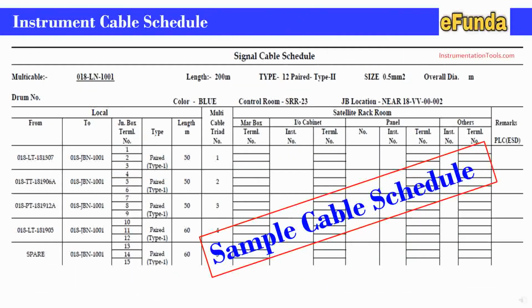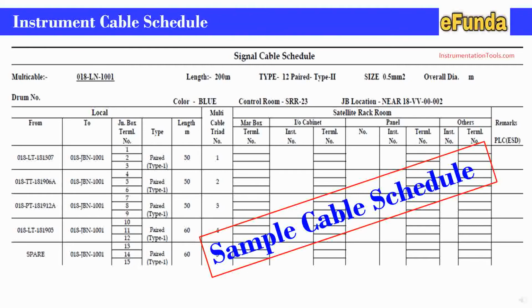Now we will see sample instrument cable schedule where one can find all the required detail which we have discussed so far. Now we will start on the sample review of the cable schedule where multi cable number is specified, drum number, length of the cable, type of the cable, size of the cable, overall diameter of the cable, color of the cable, control room and JB location. These are the details will be typically available for one item.